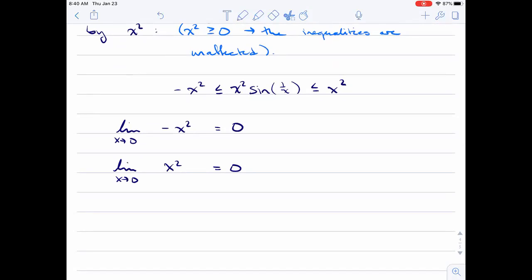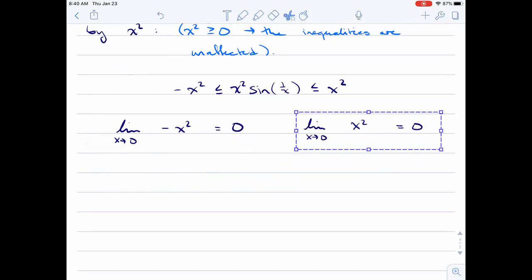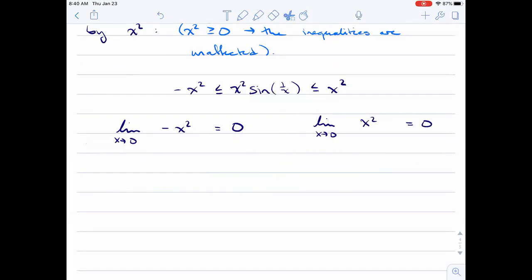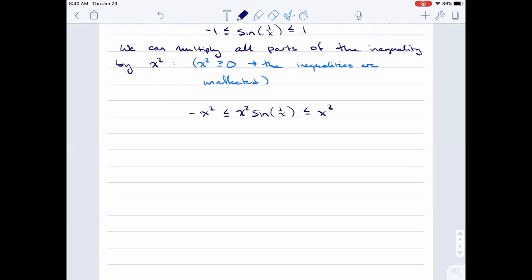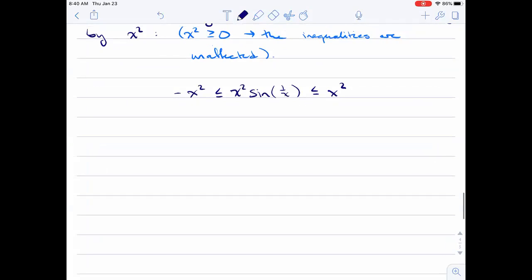Or I guess I could squeeze them in. I can keep them in the inequality, right? Not break them up. Make it a little bit easier to see.